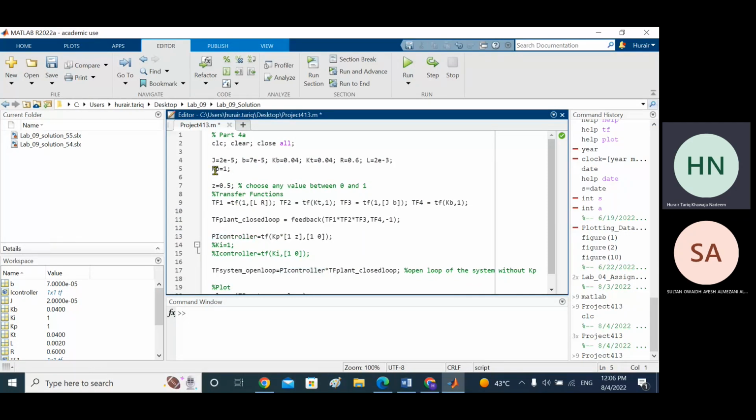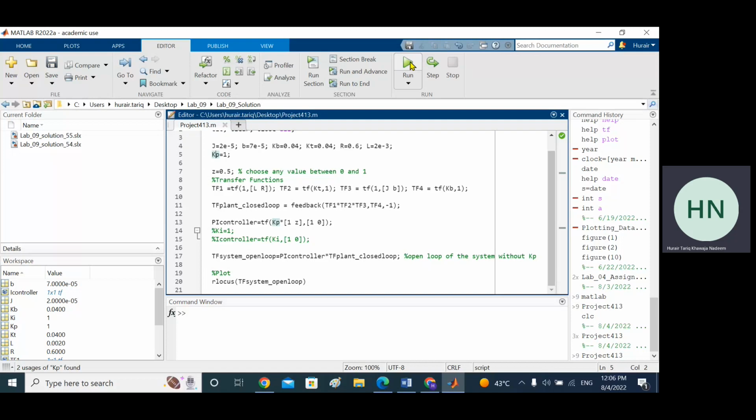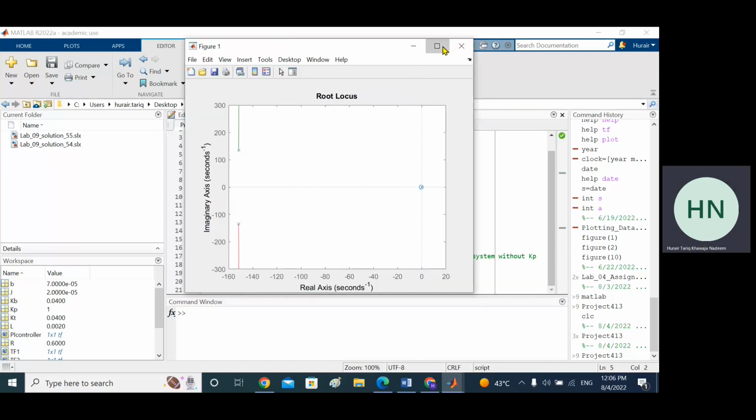Okay, why? Because this variable doesn't have any effect on the root locus plot. So you can take 1, 2, 3, any value, it doesn't matter. And you are then going to run it. When you run it, now you get this graph.